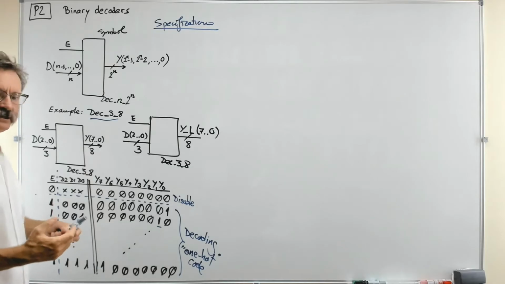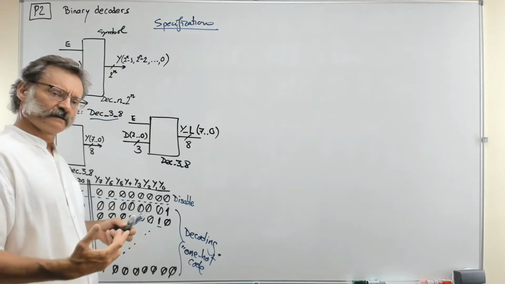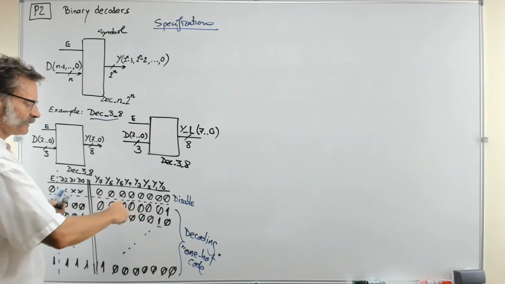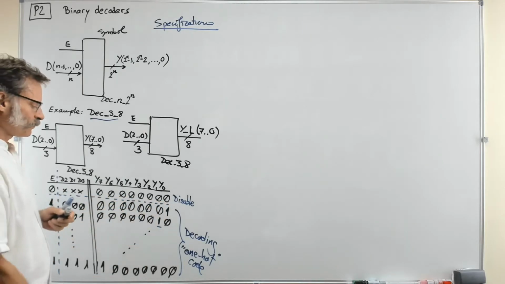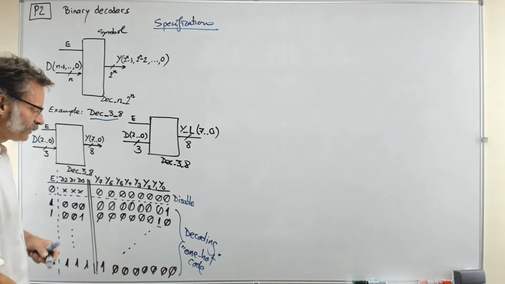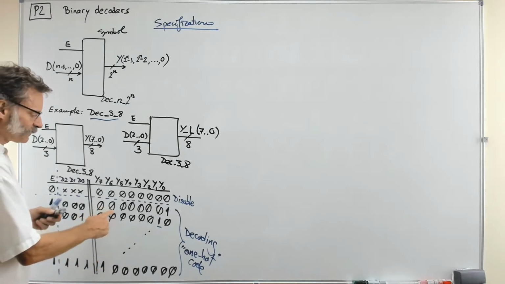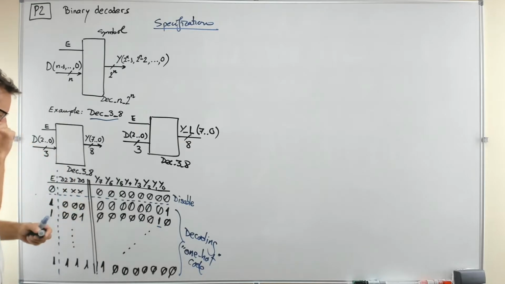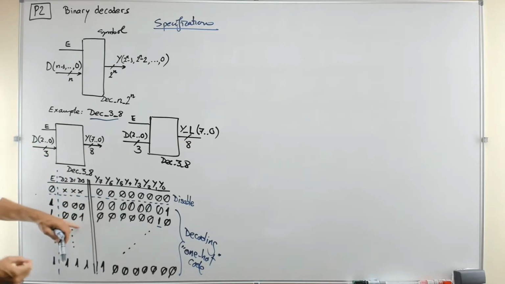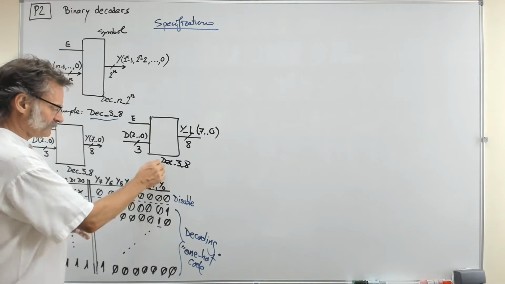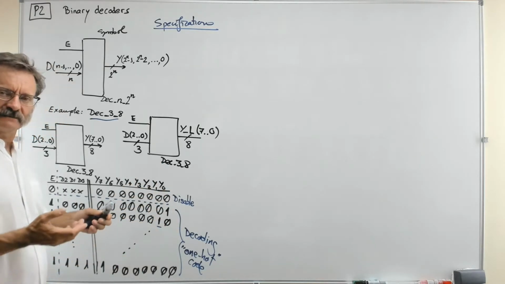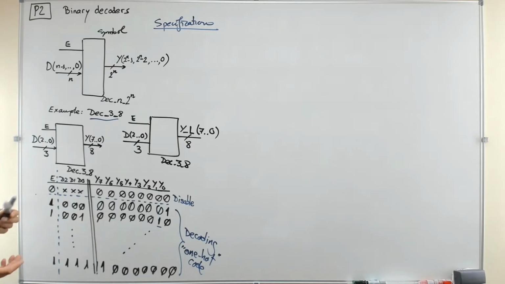When disabled, you have a high everywhere. When enabled and decoding, you have a high everywhere except in the output with the corresponding index. You know, if you are inputting a 1, you have just a 0 at the output 1, while all the others are ones. And that is right, not a problem.